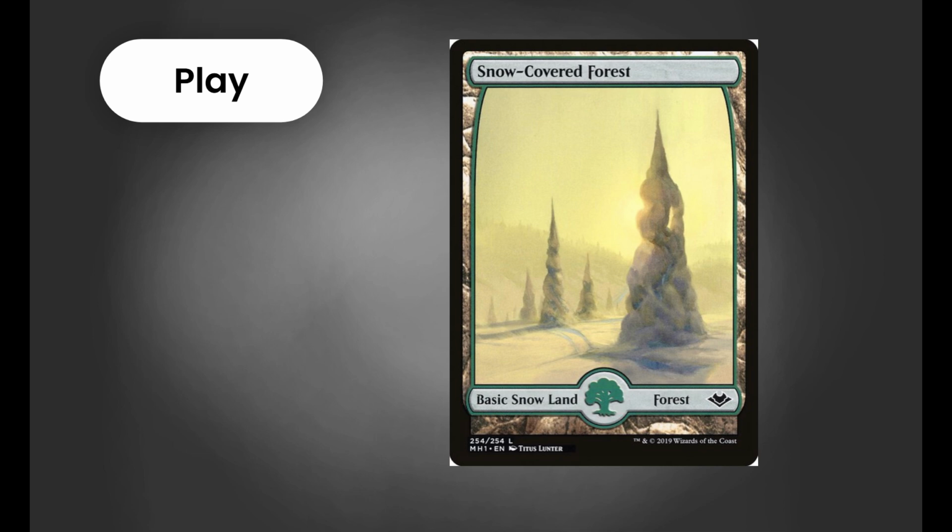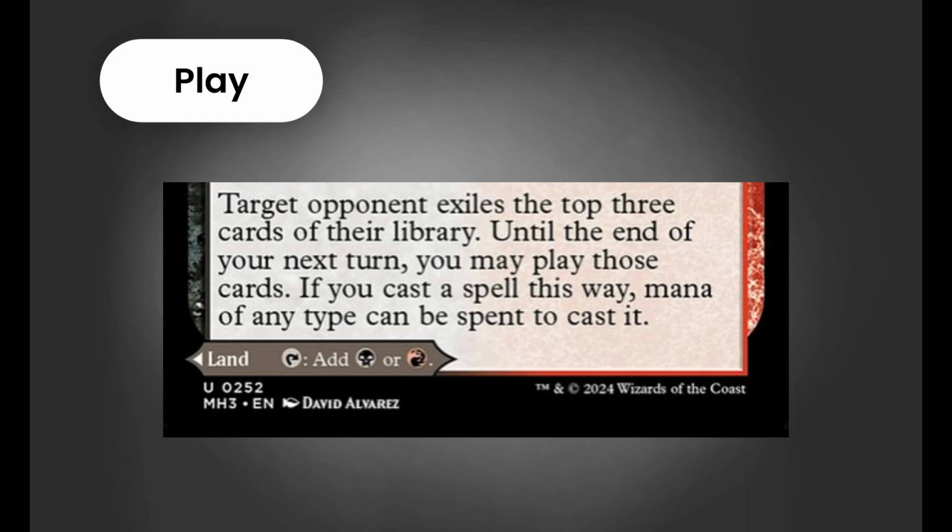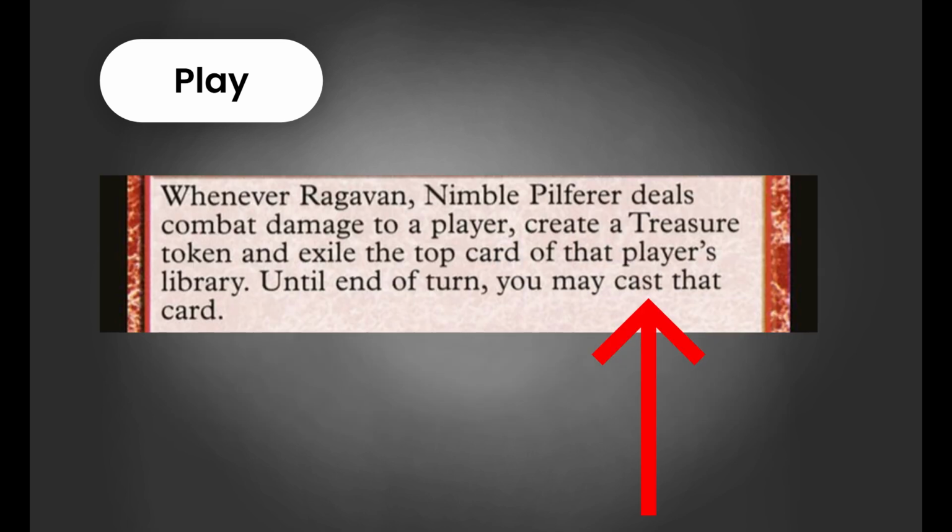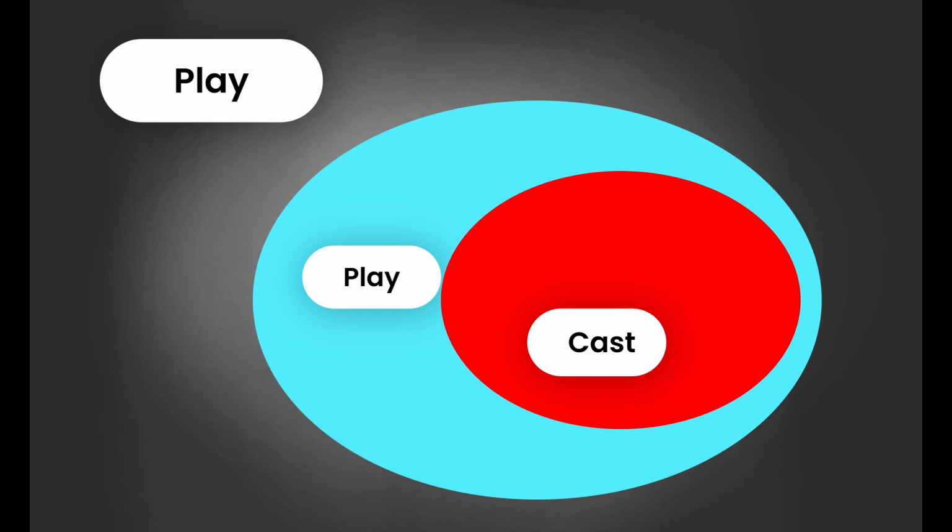The term play was mentioned in the last video a little bit, as what you do with lands rather than casting. However, to play can also mean to cast in the case of certain spells. Seeing the words "play a card" on a spell can mean playing a land or casting a spell, but "cast a spell" will never include playing a land. It's kind of like one of those Venn diagrams where one circle is completely inside the second.